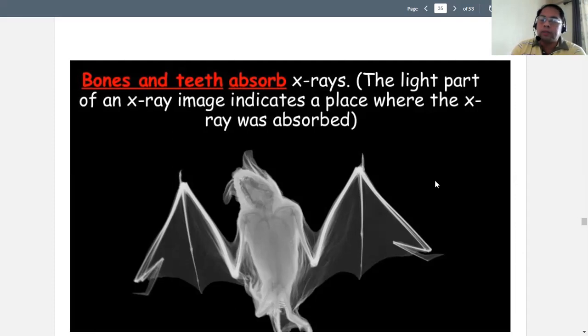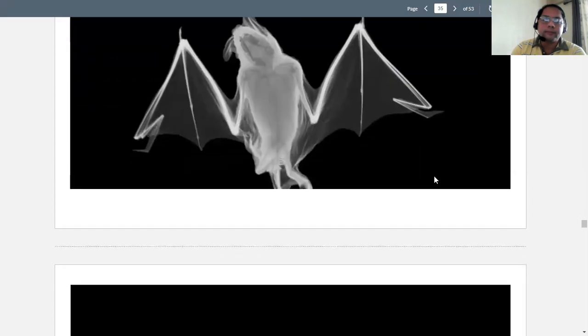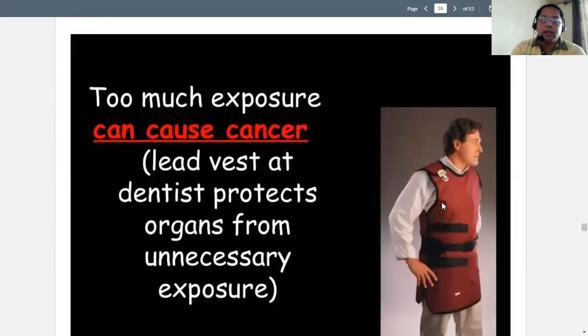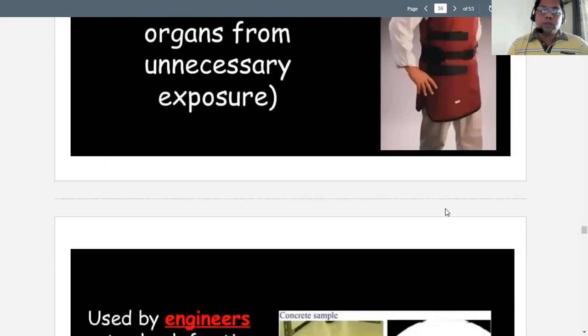So for you not to absorb the radiation, you go out. So like this, they wear something like this. It's made of lead. There's lead there because lead will prevent you from absorbing radiation. So it covers the body because your internal organs are the ones that are really prone to damage. So they shield your heart, your kidney, your liver from absorbing radiation.